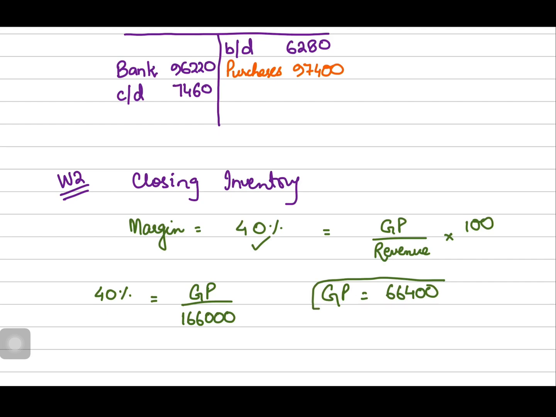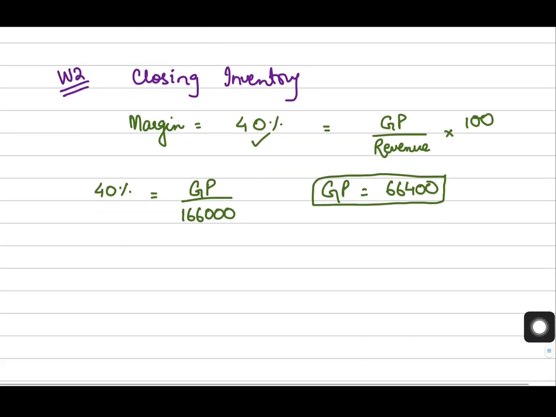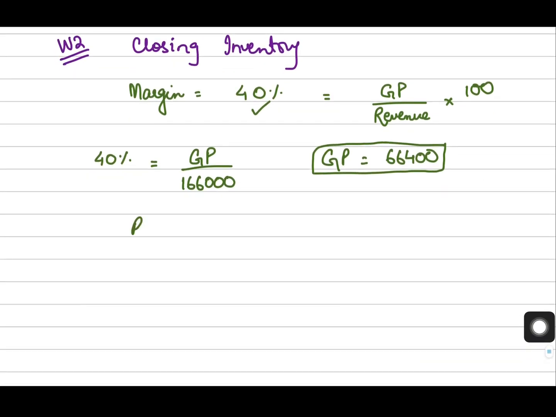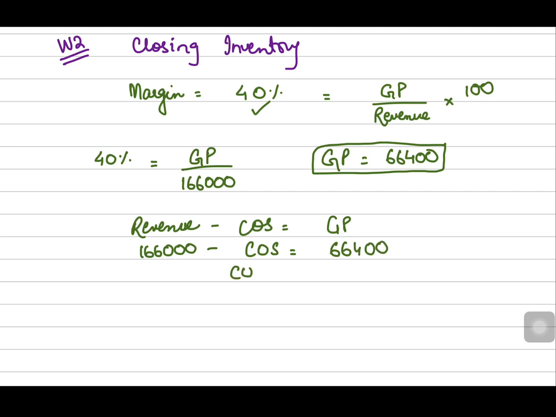66,400, right? Now just follow the sequence: we cannot find closing inventory directly, we have to find something else first. That will lead us to closing inventory. So gross profit is 66,400. Now we have two figures, revenue and gross profit. Can we find out something else? Yes, we know that revenue less cost of sales equals gross profit. So if we have revenue 166,000 and gross profit, using these two figures I can easily calculate my cost of sales, and that would be 166,000 less 66,400.